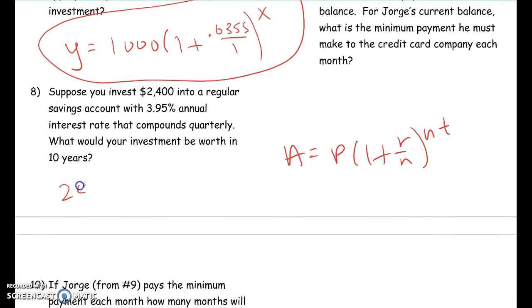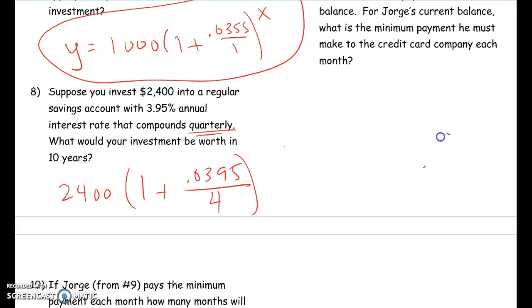Suppose you invest $2,400 into a savings account with 0.0395 right up here in the top, compounded quarterly, everybody. So quarterly is how many times a year? 4 times a year. So that's going to be your N. And then how long do we want to do it? Well, we want to do it for 10 years. So since it's for 10 years, up here it's supposed to be RT, so 4 times 10.